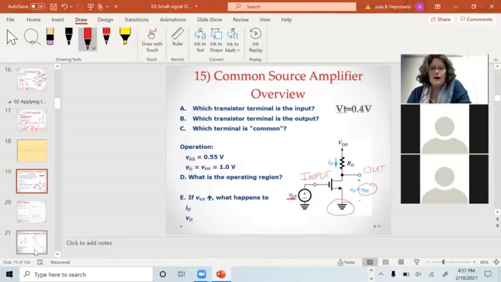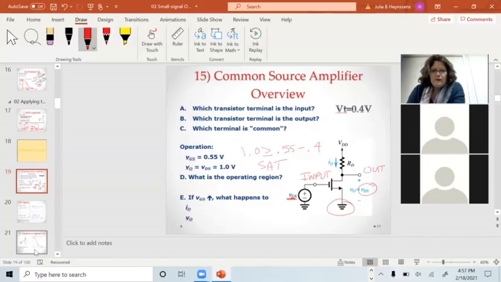Okay. Operating region, I'm given VGS and VDS. So VDS is 1.0. Is that greater than VGS minus VT? Yes. So we're in saturation. And it's not in cutoff because VGS is greater than 0.4.